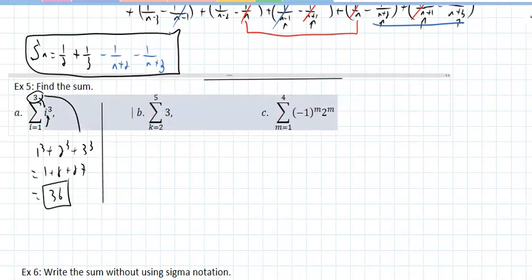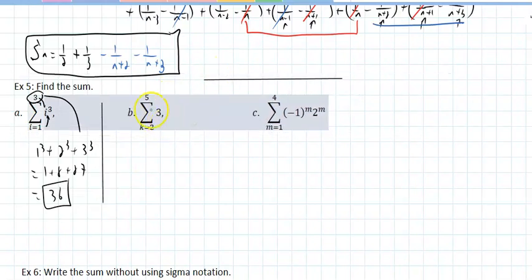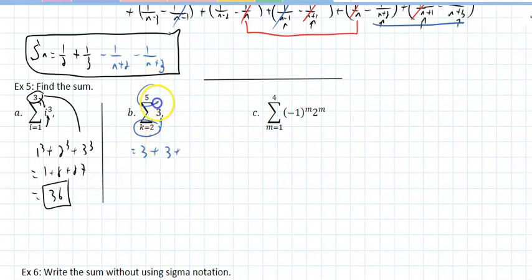And here it comes again. This is the tricky part. This is the constant. You start with k equal 2, this is 3. k equal 3, 3, k equal 4, 3. Where do you stop? k equal 5. So that is 3 of those, which is a 9.